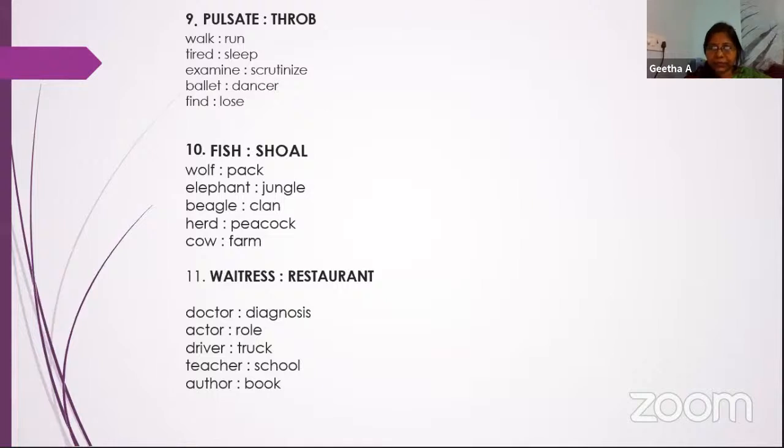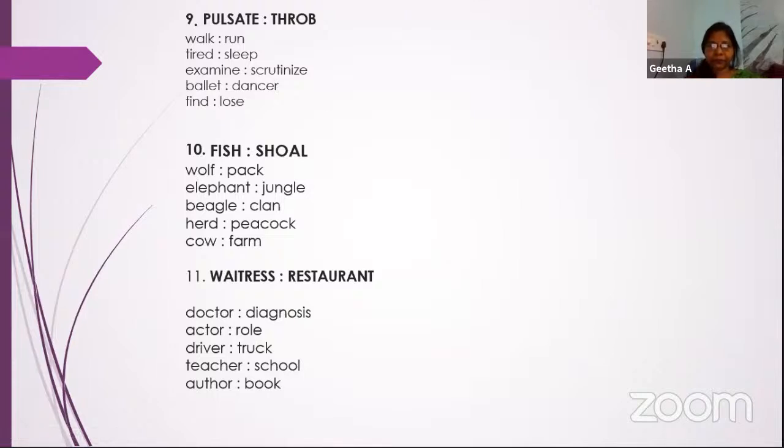So I'm getting answers. Prem Sai says elephant, jungle. Pooja Rani also says the same thing. Santosh Kumar says one, that is wolf and pack, beagle and clan, herd and peacock, cow and farm. Okay. So we will just see the next one also.